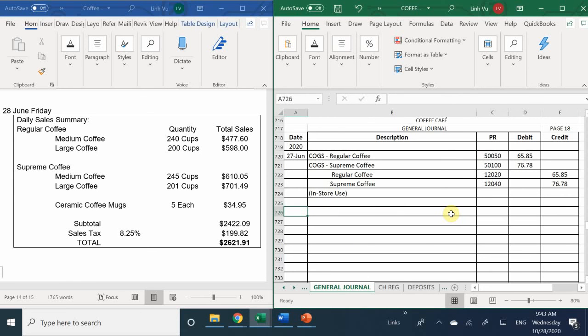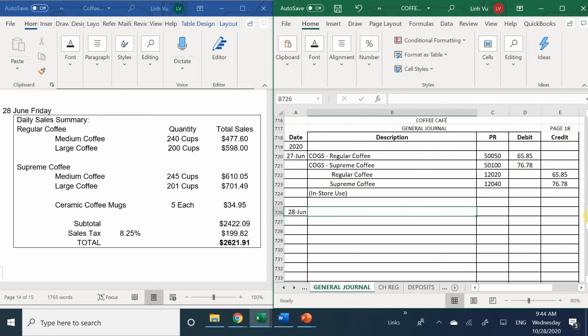We have sales. Okay, doing the journal. So we had daily sales, so we're going to need to record the income, the sales. And how do we do that? We're going to debit the checking.